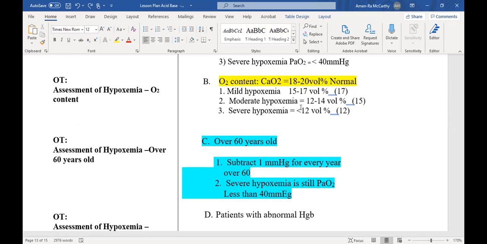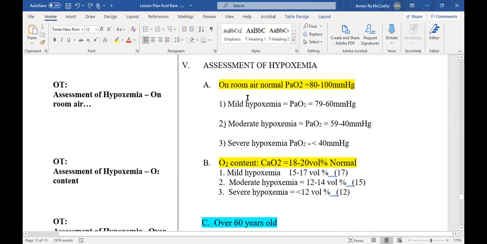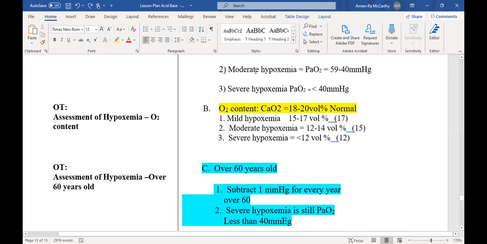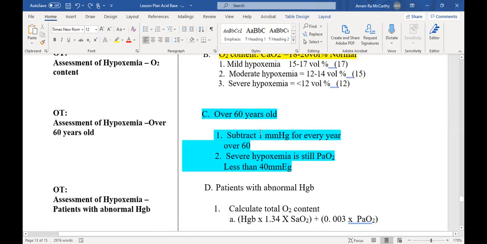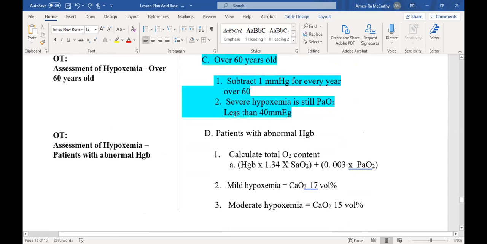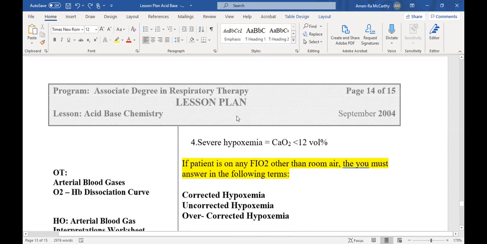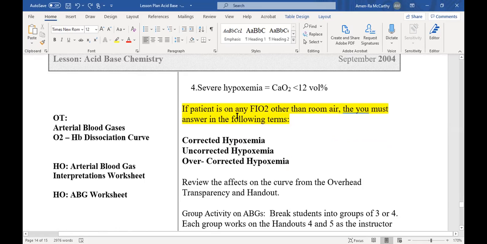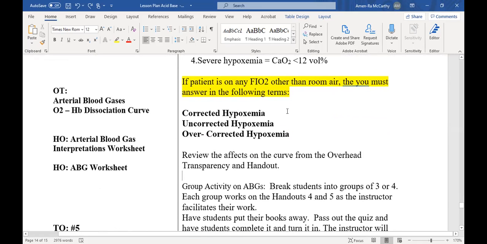Okay, because they may give you a choice to say which one of these mean severe hypoxemia, and they may only give you either 1, 2, 3 right here or 1, 2, 3 right here. So you got to know both of them. Now, I told you don't worry about this 60-year-old stuff, but this one here. Now, those other ones are understood that the patient is on room air.